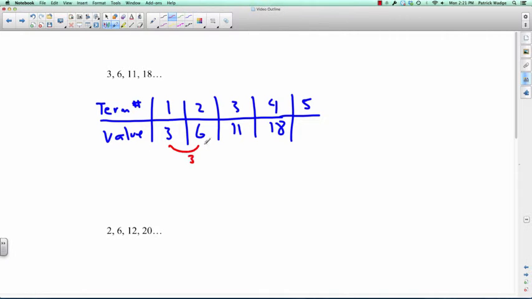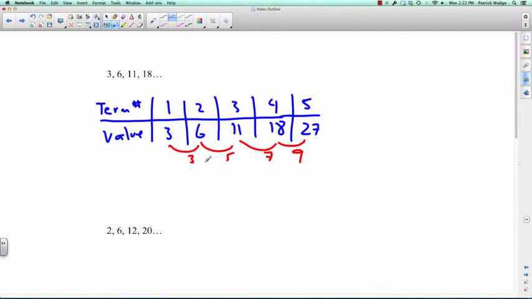So we went up by 3, went up by 5, went up by 7. I think you can probably see the pattern. What are you going to go up by here? 9. 3, 5, 7, 9, all the odd numbers there, right? So if you add 9 to 18, you get 27. That's your next number. Great, but we want to know the general expression. How are we going to do that?